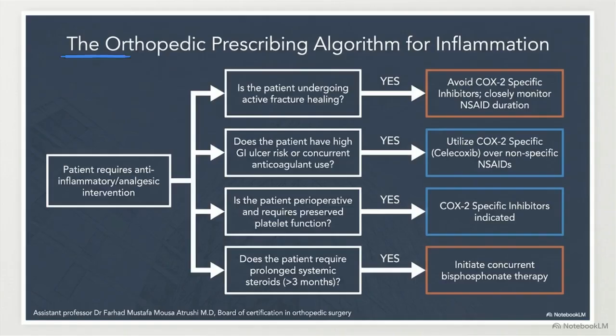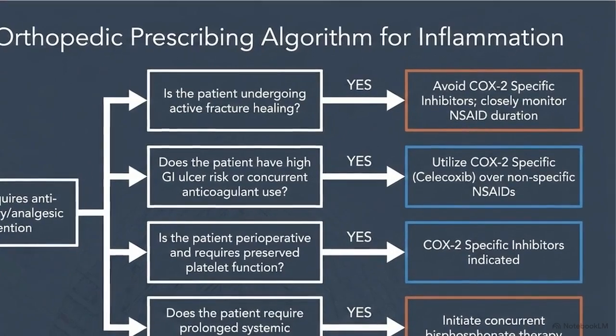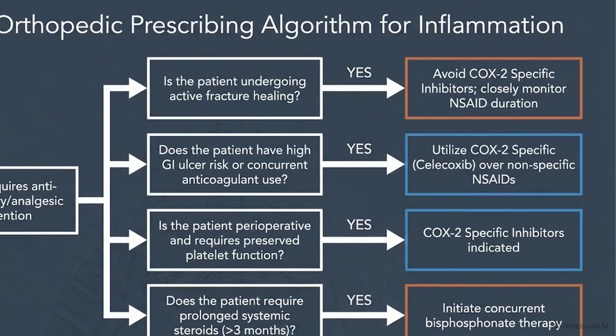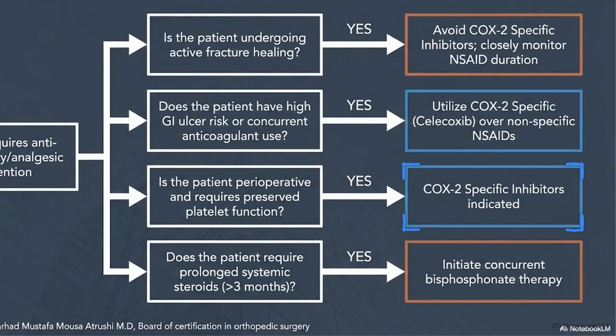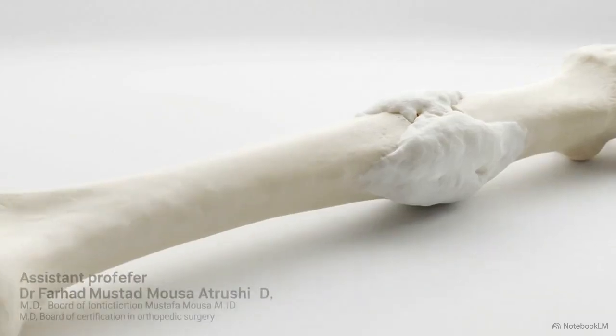This flowchart synthesizes all previous biochemical constraints into a single, rigid orthopedic prescribing algorithm. First, if the patient is actively healing a fracture, COX-2-specific inhibitors must be avoided entirely to preserve endochondral ossification. Second, if the patient has a high GI ulcer risk or uses concurrent anticoagulants, COX-2 specifics are mandatory over nonspecific NSAIDs. Third, if the patient is perioperative, COX-2 inhibitors are indicated precisely because they preserve essential platelet function. Finally, if prolonged systemic steroids are necessary, concurrent bisphosphonate therapy must be initiated immediately to protect the integrity of the skeleton from the treatment itself.